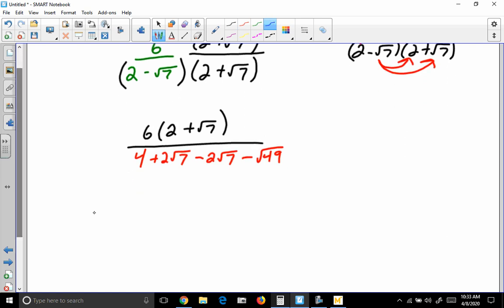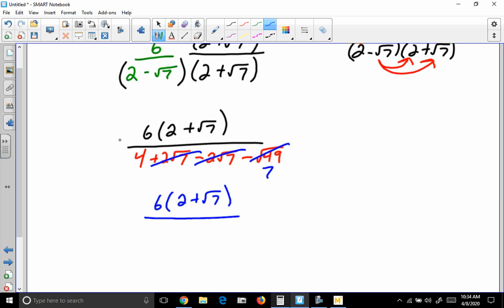So on top, we can continue to leave it alone. On bottom, notice the 2 middle terms. 2 square roots of 7 minus 2 square roots of 7, those cancel. 2 minus 2 makes a 0. On the end, the square root of 49 is 7. So we're left with 4 minus 7. Well, 4 minus 7 is negative 3.